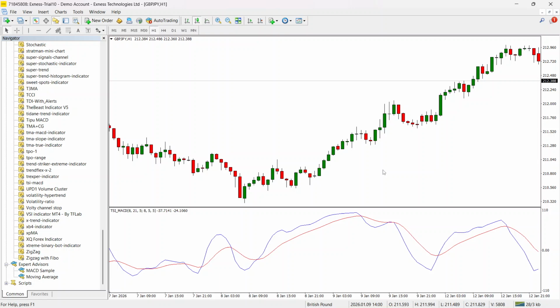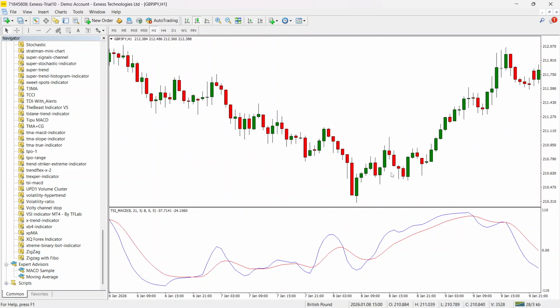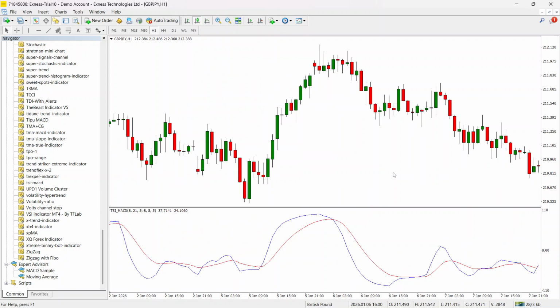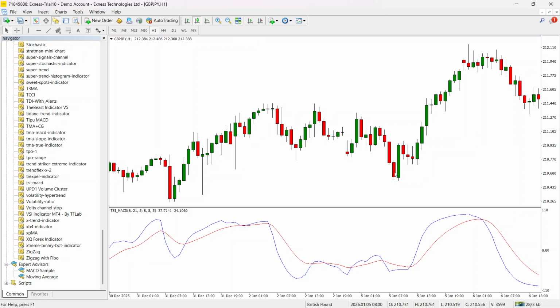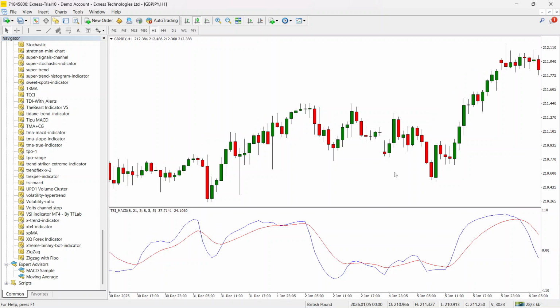And let's move forward. Who is it for? The TSI MACD indicator is suitable for both new and experienced traders who want stronger momentum confirmation for trend following, overbought, oversold analysis, and divergences.